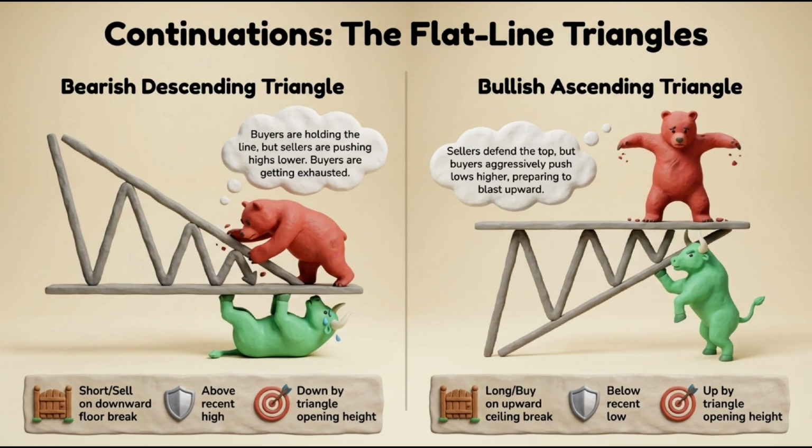Our first set of patterns are the flat line triangles. In a bearish descending triangle, buyers are trying to hold a floor line, but sellers are aggressively pushing the highs lower and lower until the buyers get exhausted and the floor breaks. In a bullish ascending triangle, the opposite happens. Sellers are defending a ceiling, but buyers are relentlessly pushing the lows higher, preparing to blast upward. For both, your profit target is usually the height of the triangle's opening.